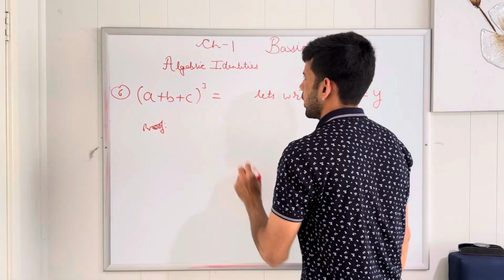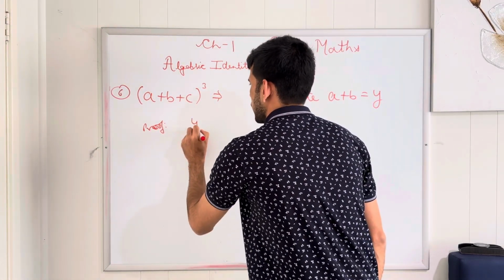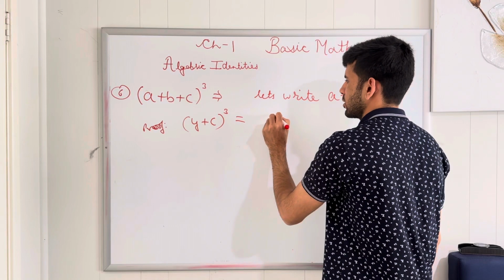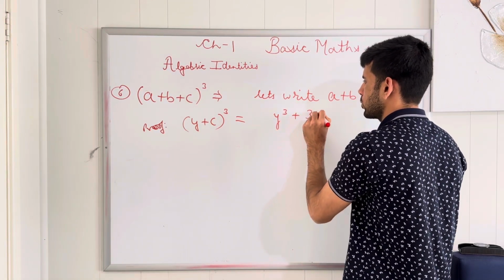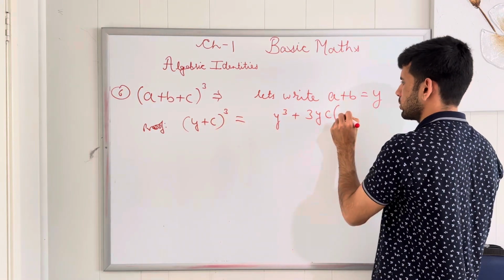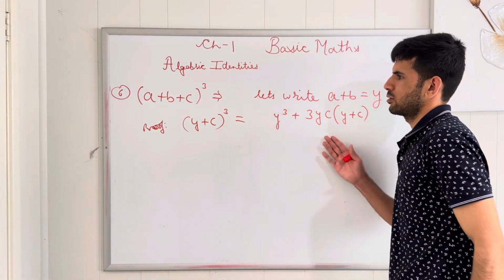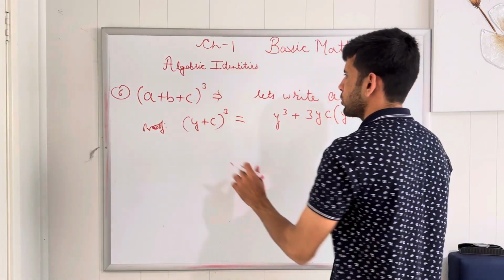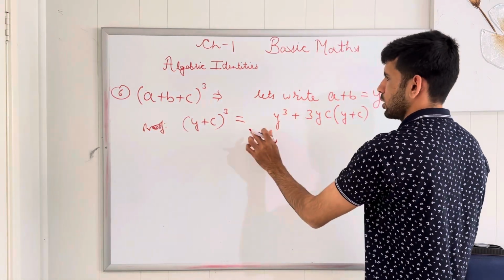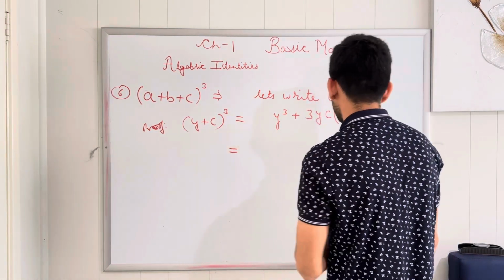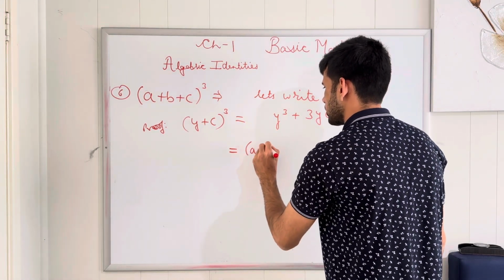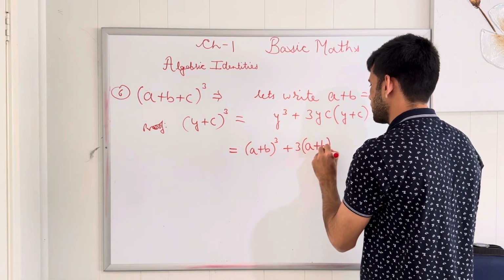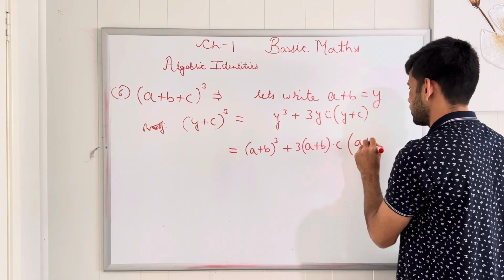So this is (y + c) whole cube, right? So this is again the same as (a + b) whole cube. This is y cube plus 3yc, and inside it becomes (y + c), right? We just saw it in the last identity. I'm saying a + b is y, and now I'm putting a + b instead of y here. So if I put a + b, then it will be (a + b) whole cube plus 3 times (a + b) multiplied by c, and in the bracket again (a + b + c).